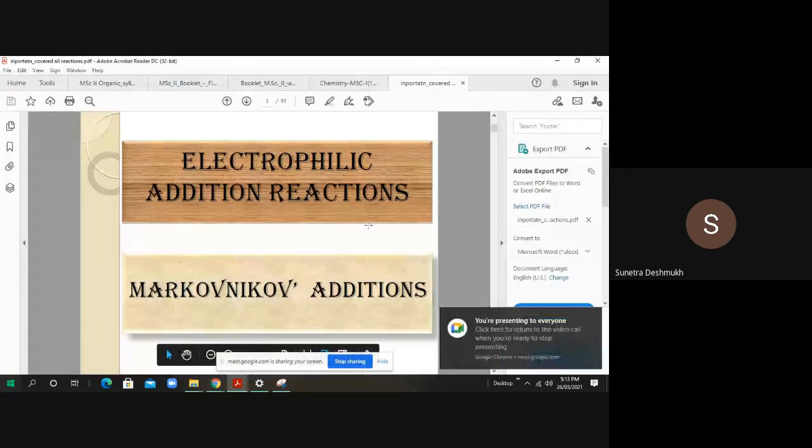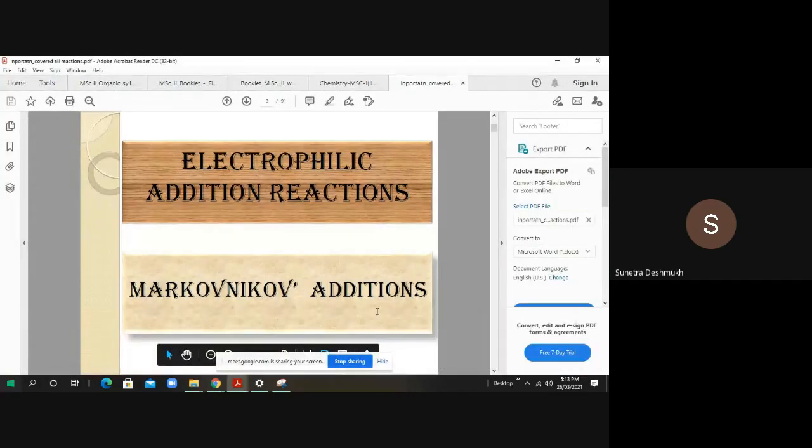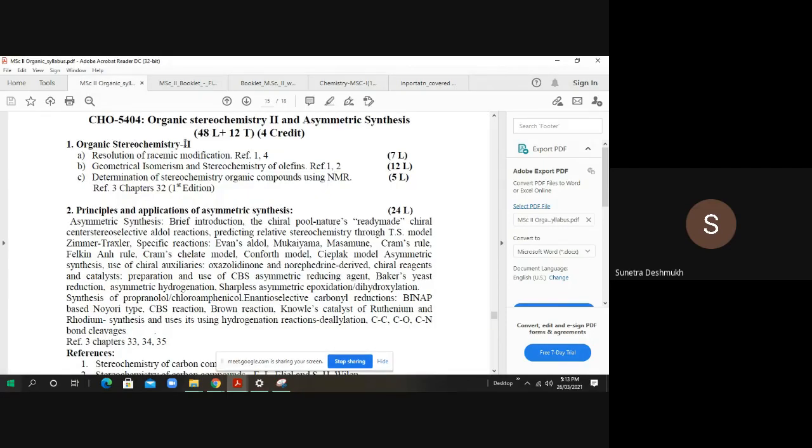Okay, now we will start our new topic from CHO 5404, section first, stereochemistry of olefin reactions. Okay, so let's have a look at the syllabus. This one is CHO 5404, organic stereochemistry and asymmetric synthesis.